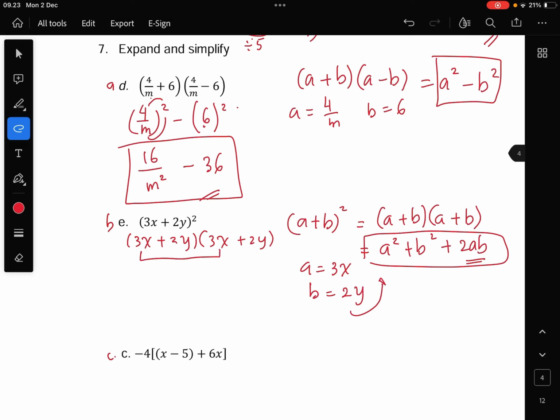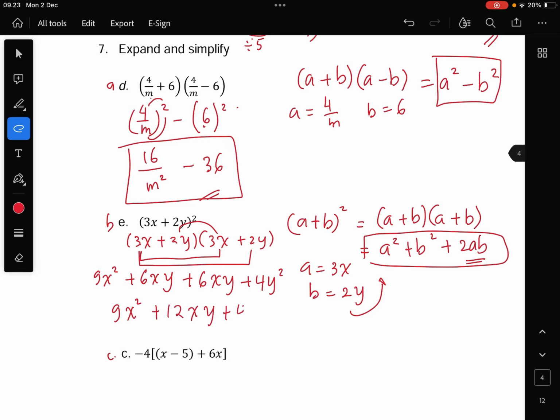But let's do the expansion here. So 3x multiplied by 3x is 9x squared, plus 3x multiplied by 2y is 6xy. Do this again, 2 multiplied by 3 is 6xy, plus 4y squared. So you will have 9x squared plus 12xy plus 4y squared. Done.